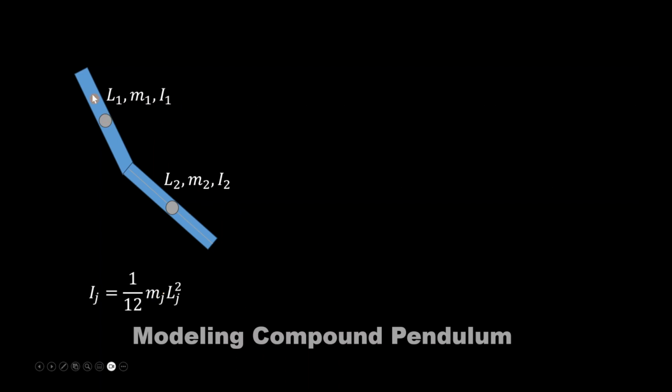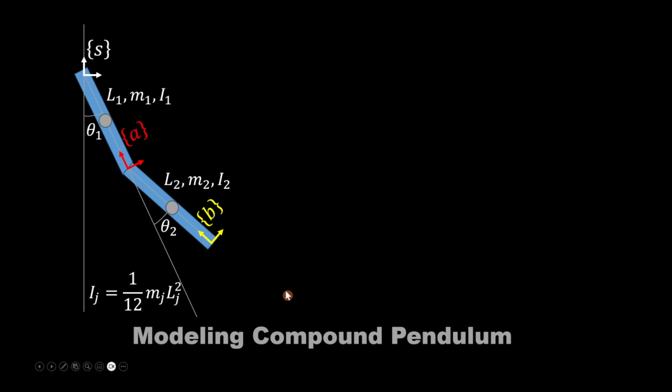If we assume that the rods are thin, then we can estimate the moment of inertia by the formula 1/12 m times L squared. So this J is either a 1 or a 2. Okay, now let's put down theta 1 as the angle from the vertical and theta 2 as the angle relative to L1. Now we'll define our coordinate frames S, A, and B like before.